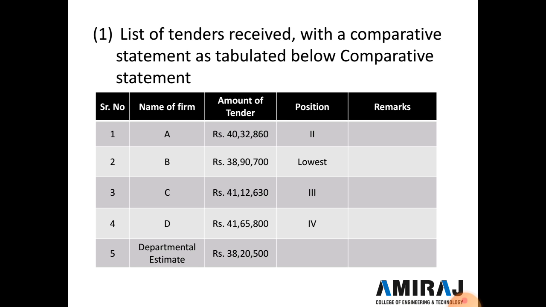So here the lowest tender is 38,90,700 rupees. In the position column we mark it as the lowest tender. Then above the lowest tender figure we write the second position, third position, fourth position. So one by one we mark the position, and then if any remark is given, we write it in the fourth column as a remark. It should be checked and verified that each tender is duly signed and contains the address of the contractor. It should be sealed.